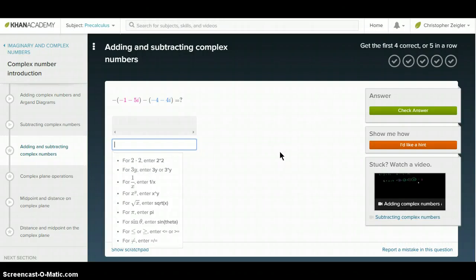How do you add and subtract complex numbers? Well, it's just like adding and subtracting other numbers. For instance, if you have an x there instead of an i, the same thing happens. So you can't add i's and numbers together. You can only add your constants together and then your i's together.